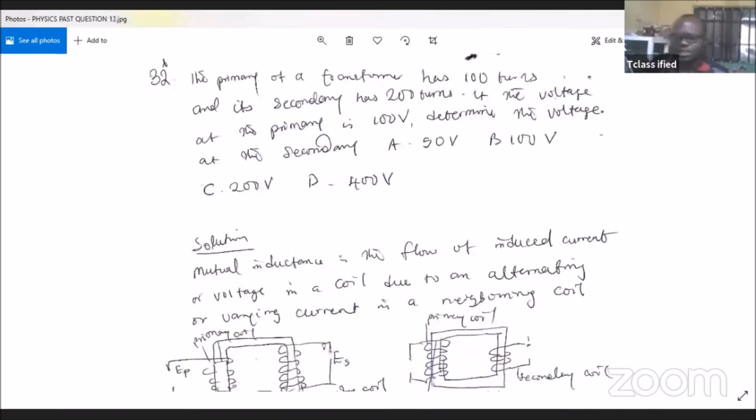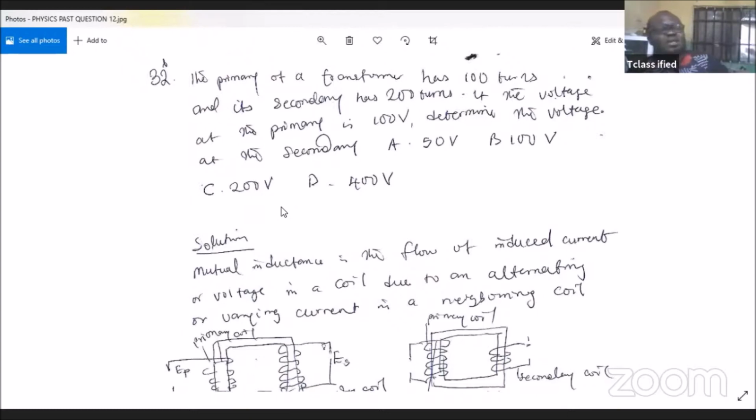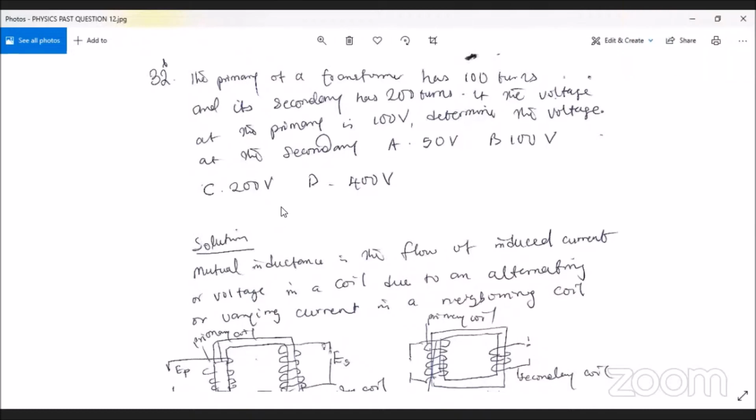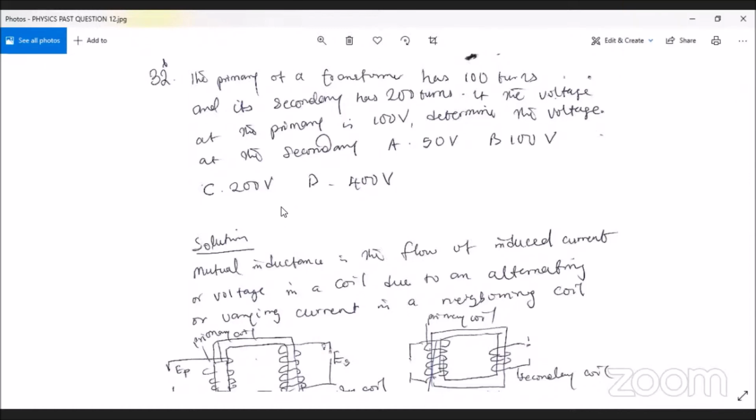Please, if you can see question 32, let me know. I can see it, sir. Okay, the primary of a transformer has 100 turns and its secondary has 200 turns. If the voltage at the primary is 100 volts, determine the voltage at the secondary. Option A, 50 volts, B, 100 volts, C, 200 volts, D, 400 volts.